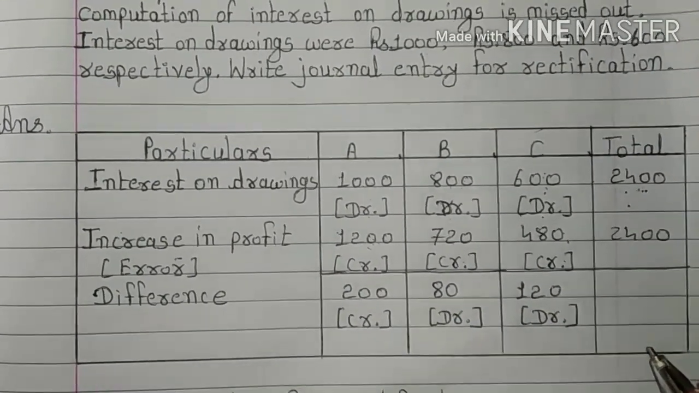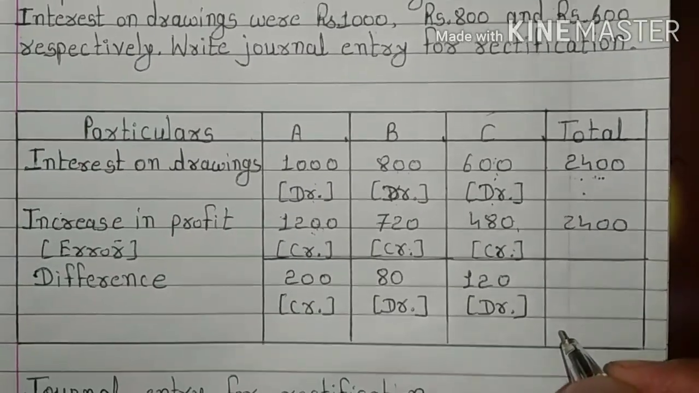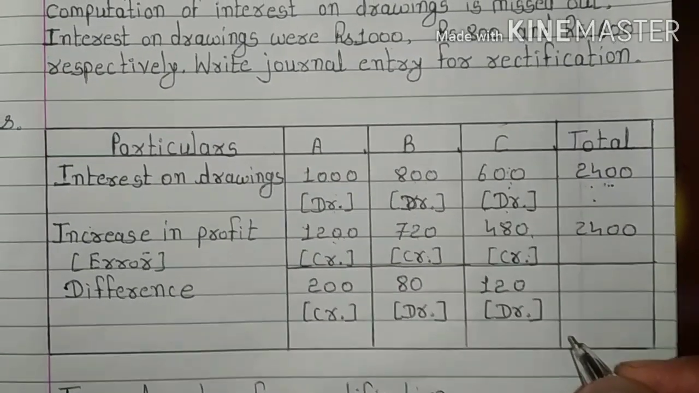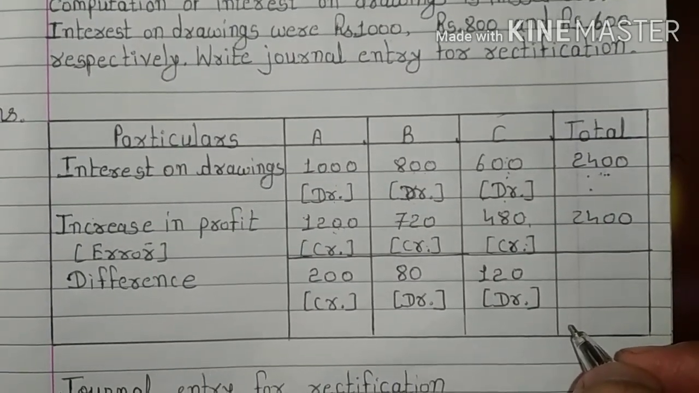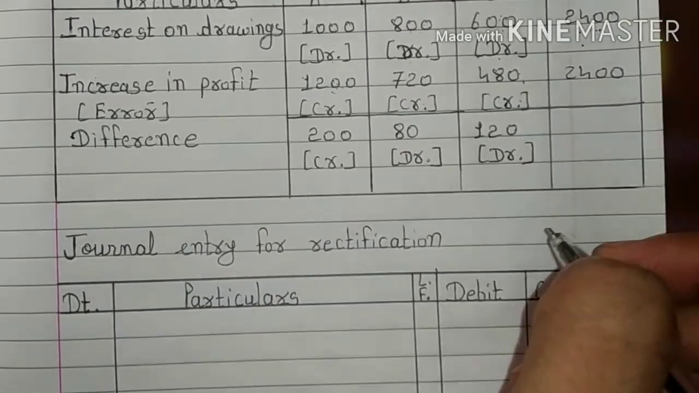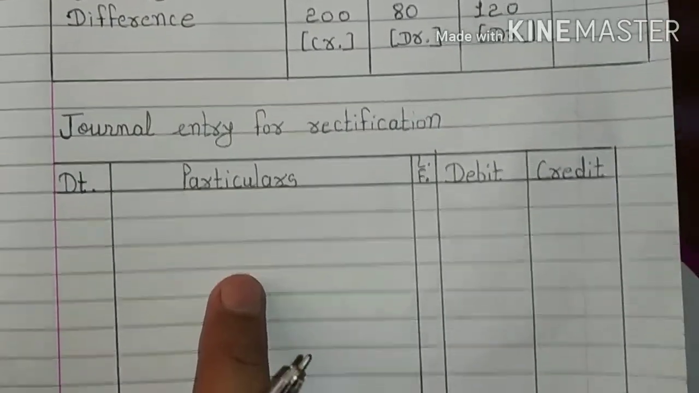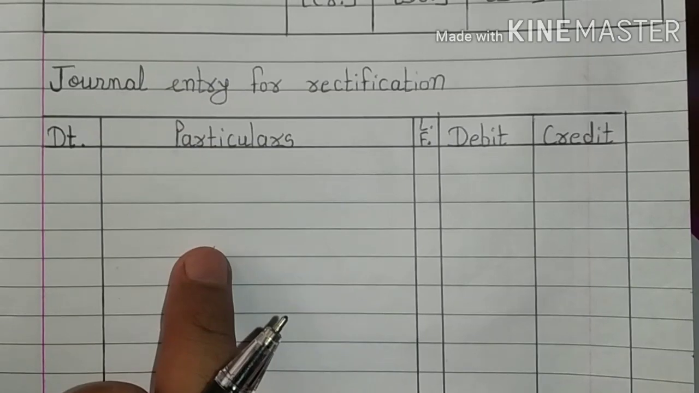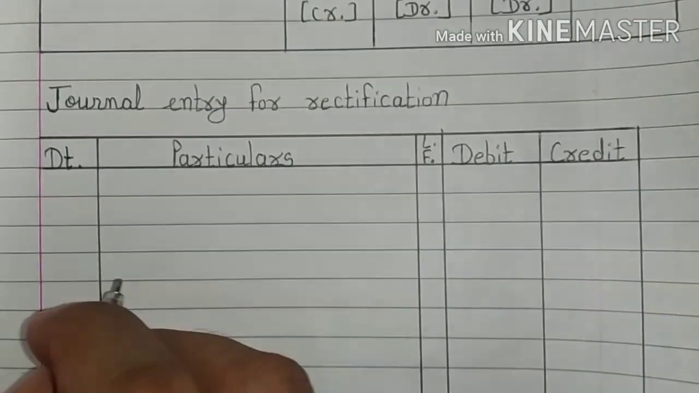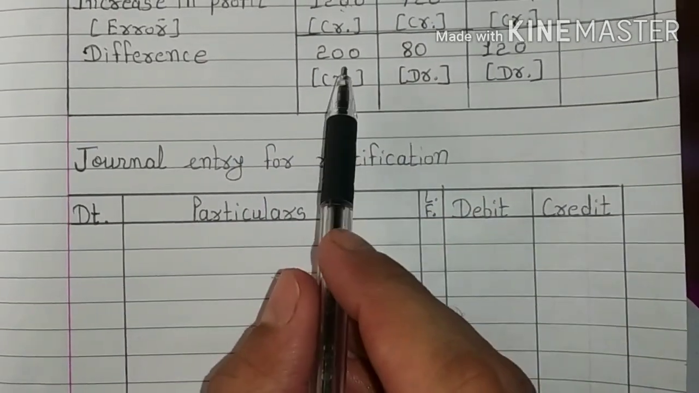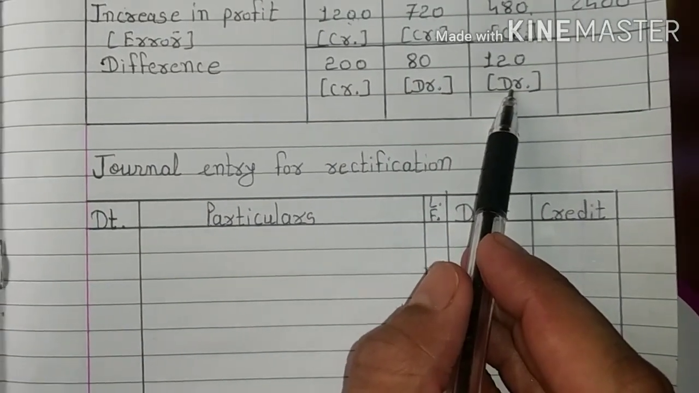So calculation is over. Now students, we have to pass entry for rectification. That means we will pass a journal entry here to rectify this error. For this we will prepare table for journal entry. As you know, the table of journal entry. Okay, now we will see the difference, amount of difference and its sign, and we will pass journal entry.